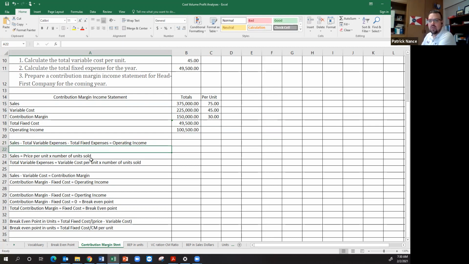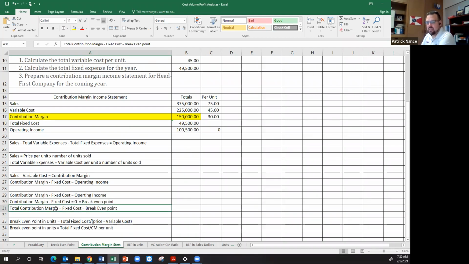Now we could also separate that out and say sales minus variable cost equals our contribution margin. That's this number here, this 150. If my break-even point is when operating income equals 0, we need our contribution margin to be exactly the same as our total fixed cost. So when my contribution margin minus fixed cost equals 0, that is my break-even point.